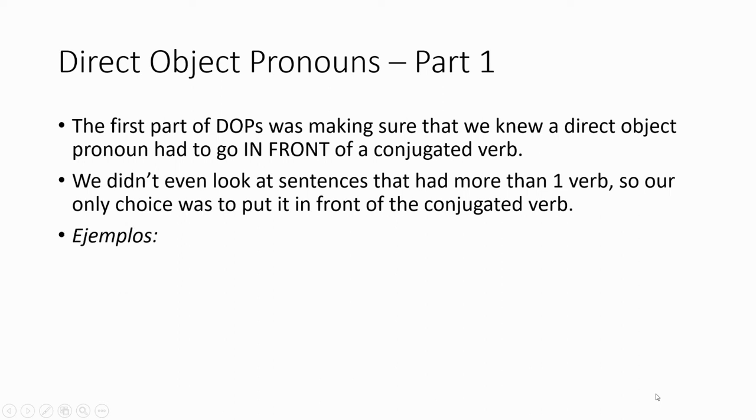For example, I read them, referring to los libros, the books. There's only one verb, and that's the verb read. Yo los leo. Rule says you have to conjugate a verb in a sentence, so the conjugated verb is leo, and the word them goes in front of it, which again is backwards from English.